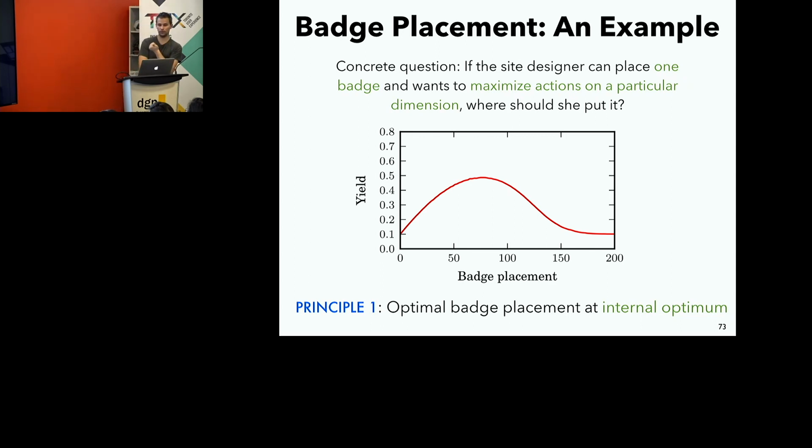You don't want to put it too early on because then it's super effective, but only for a very short amount of time. Then people immediately drop back down. You also don't want to put it too far out. If you have a Nobel Prize badge on this dimension, then no one's going to be incentivized because no one's ever going to be close to it. So you want to put it somewhere in the middle.